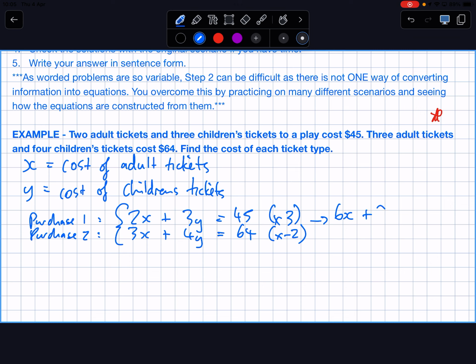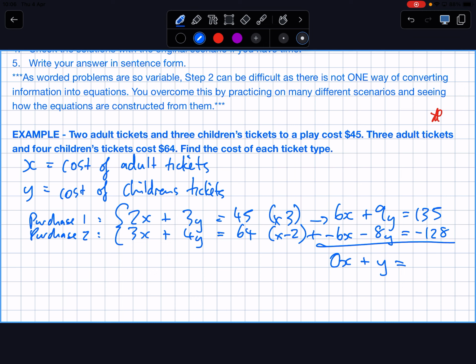So that's going to give you 6x plus 9y equals 45 times by 3, 135. And -2, -6x, -8y, I think that's 128. They're the same coefficient for x now, but opposite sign. So add them vertically. How many x's do I have now? 6 take 6, 0x. I've got 9 plus -8, which is the same as taking 8. So plus y equals 135, take 128.